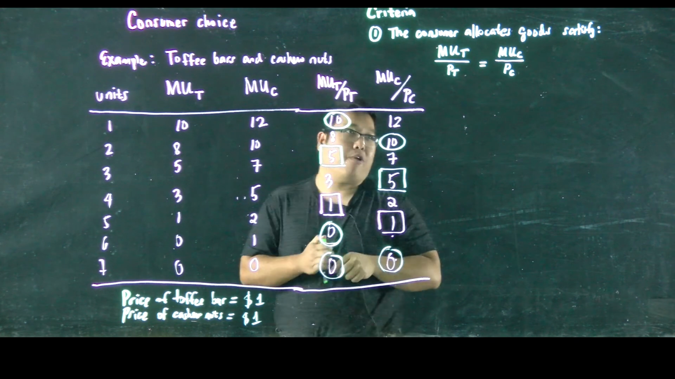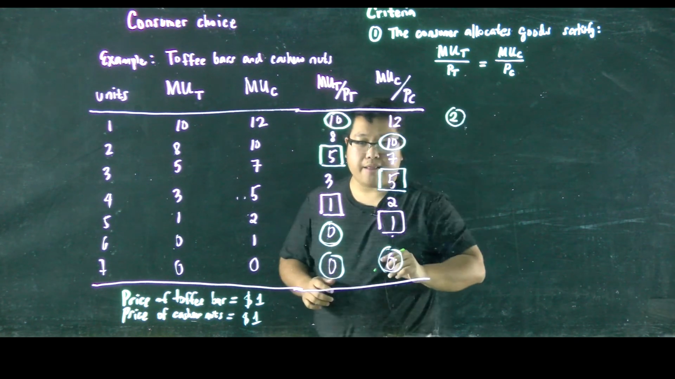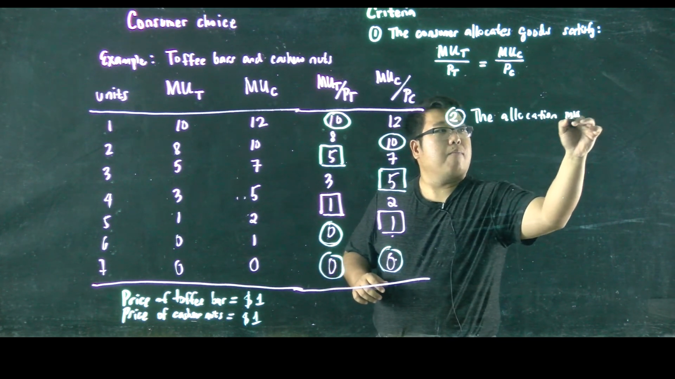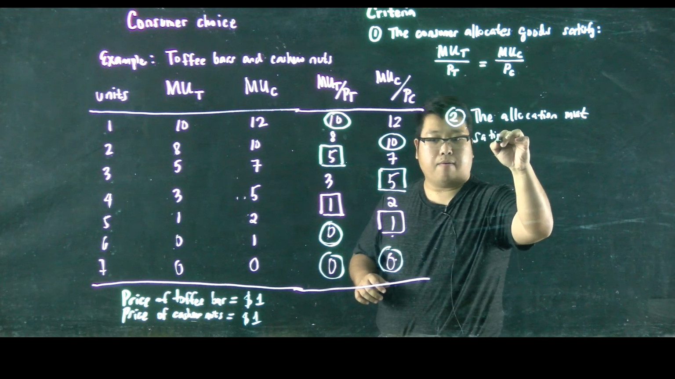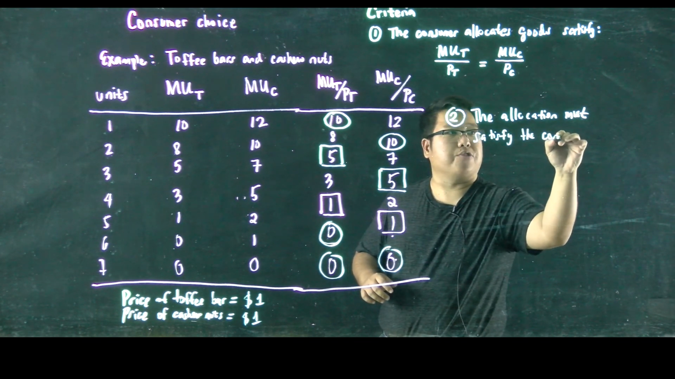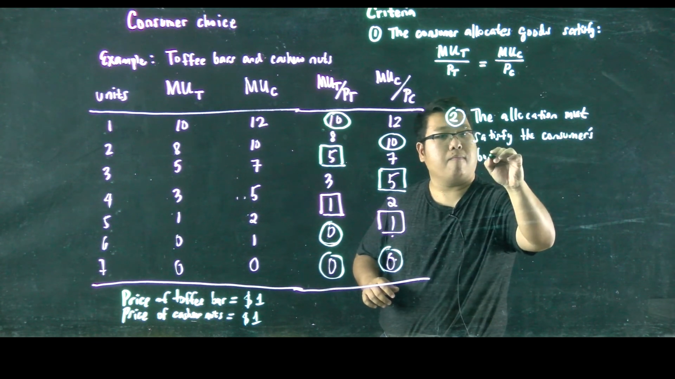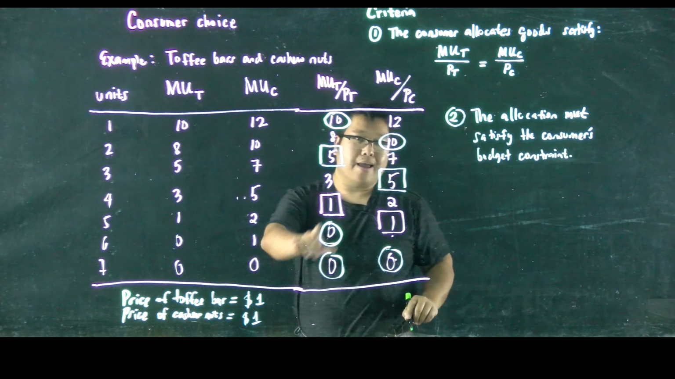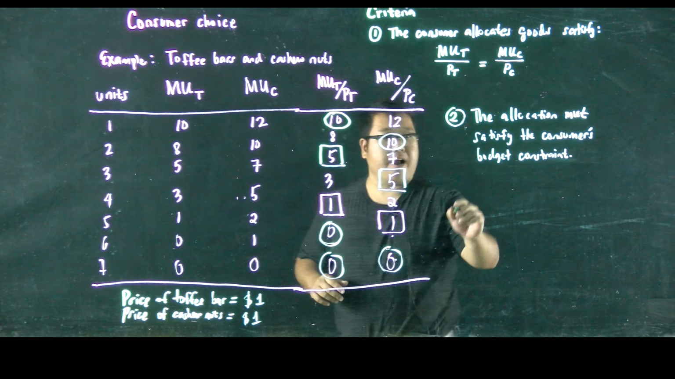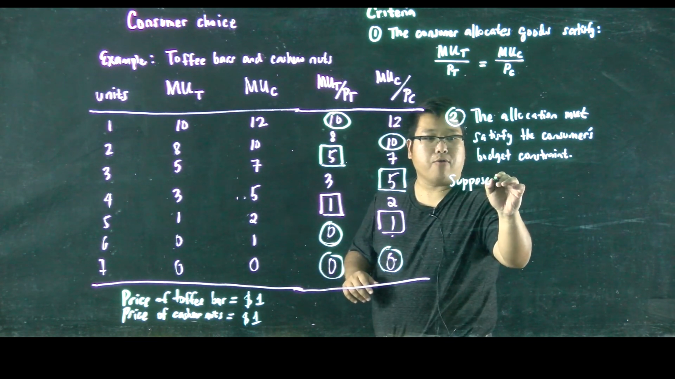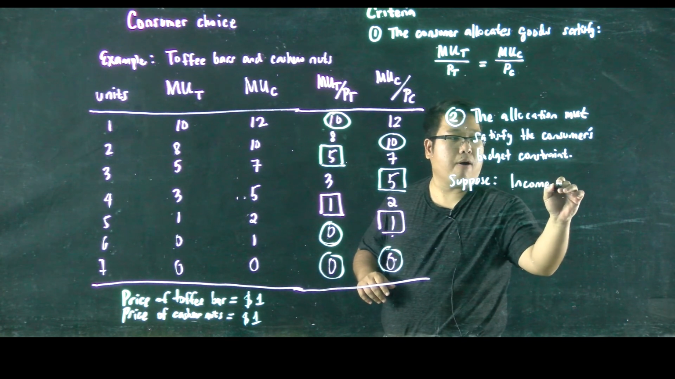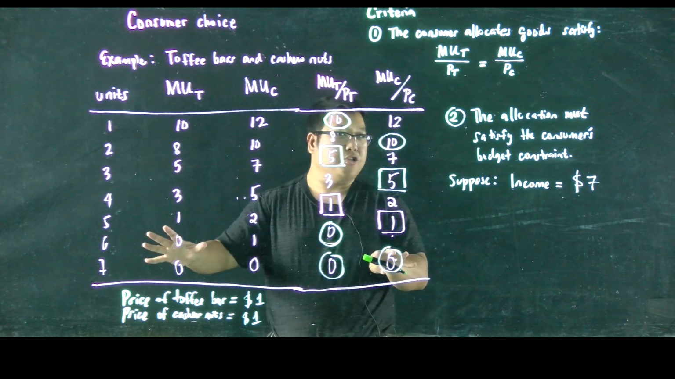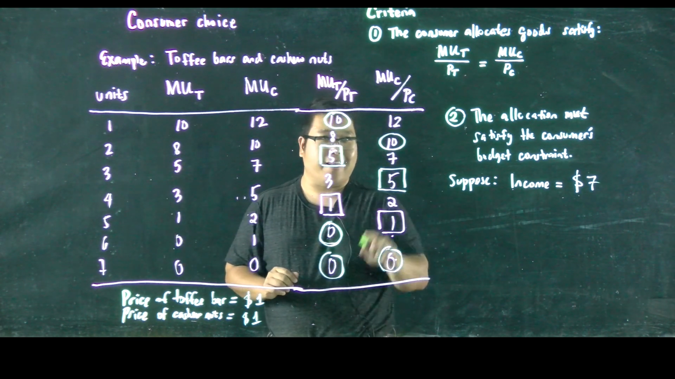Well, that's why we need another criterion. So the second criterion is that the allocation must satisfy the consumer's budget constraint. Now, let's have another assumption in this problem. Let us suppose that our consumer has an income of $7. So given this level of income, which of these combinations would satisfy the second criterion? And that's where we move to the next part.